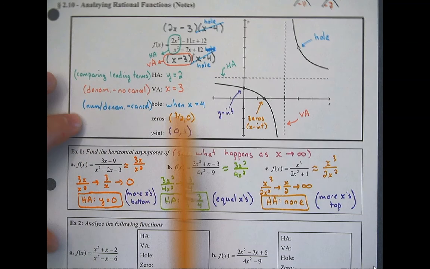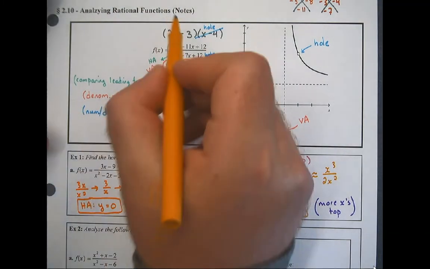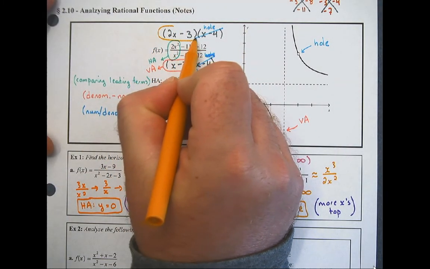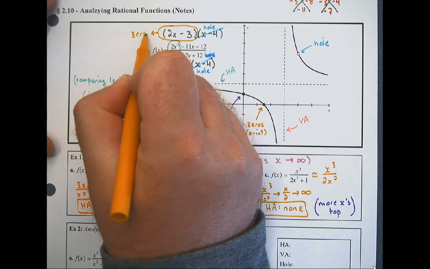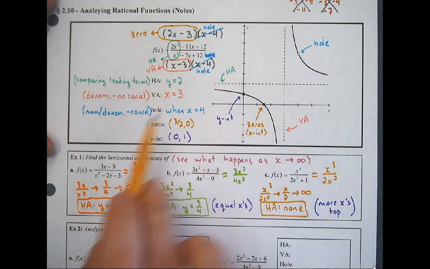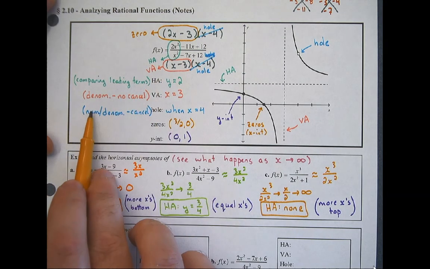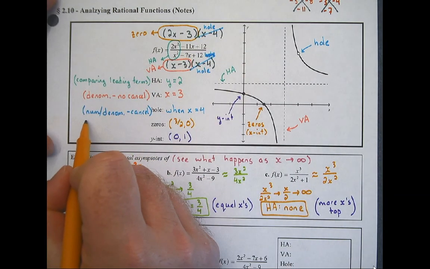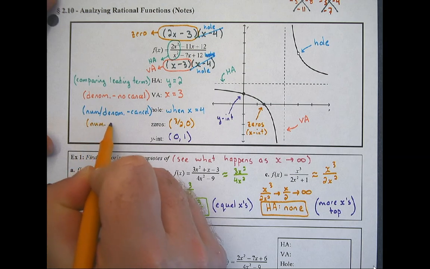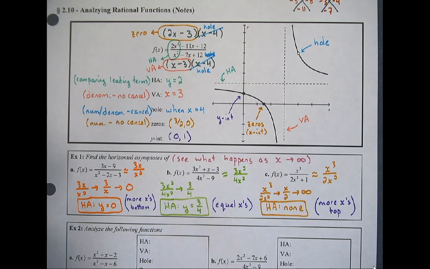Where do we find our zeros? Well, we had a 0 of 3 halves. Do you see that anywhere up here? You see a piece that makes 3 halves. Hopefully, you recognize this piece when I ZPP it ends up being 3 halves. This creates our zeros. So we had something in the denominator that didn't cancel. That created a VA. Something in the numerator and denominator, which means it will cancel, creates a hole. And then if it's only in the numerator and no cancel, that creates a 0.